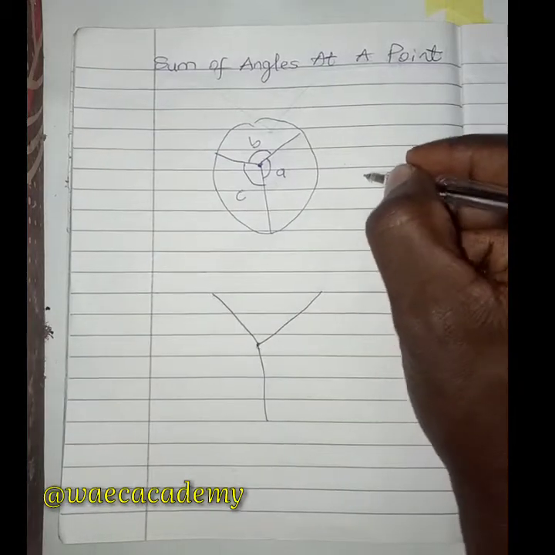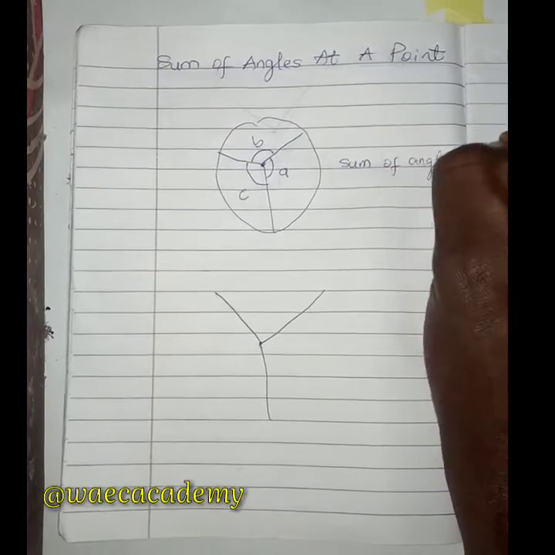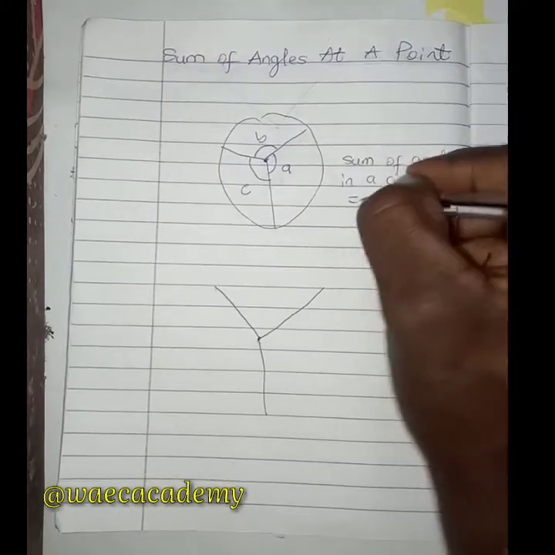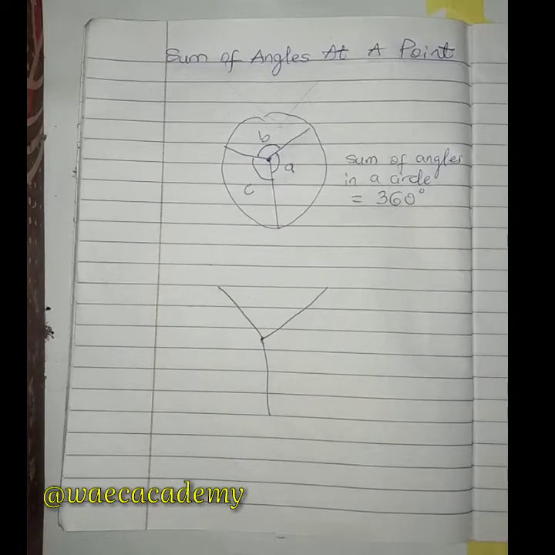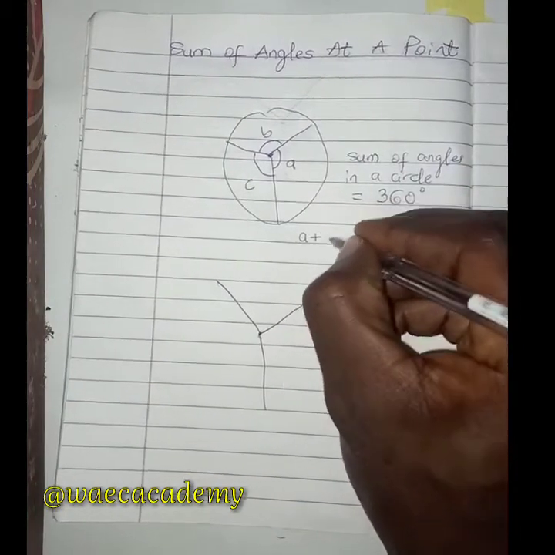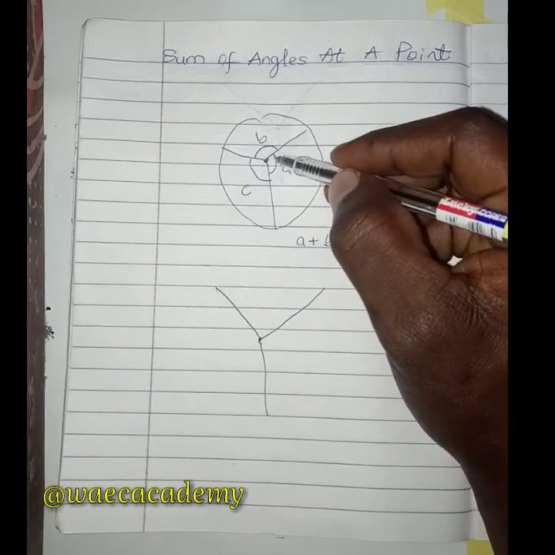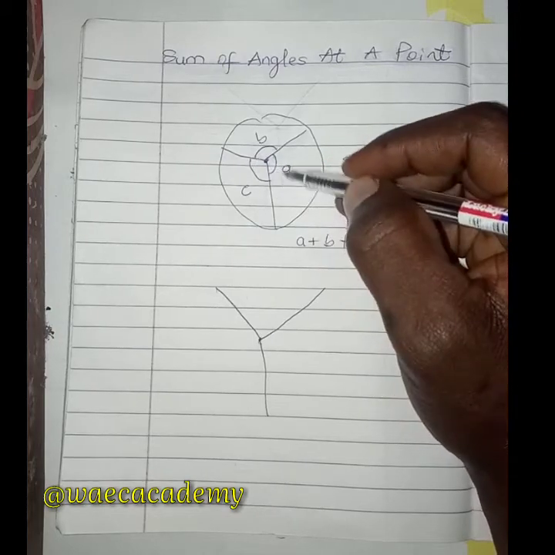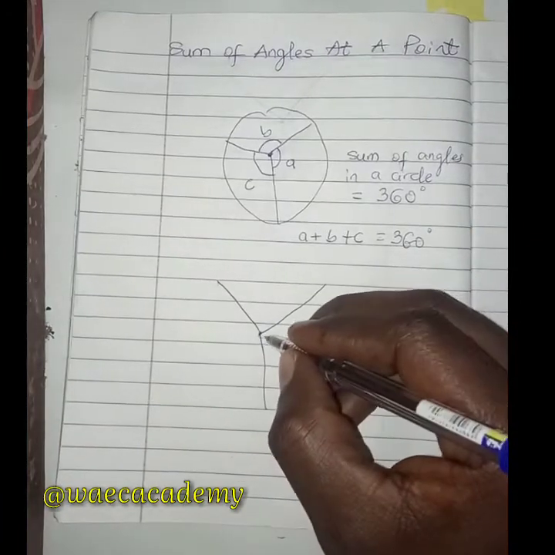Sum of angles in a circle, if you remember, is equal to 360 degrees, exactly the same way that you are going to have it here. What does that mean? That means A plus B plus C, which means the total number of angles in this circle: the first angle is A, the second angle is B, the third angle is C, because there are three angles here. If you add everything together, it's going to be equal to 360 degrees. Exactly the same way for this.